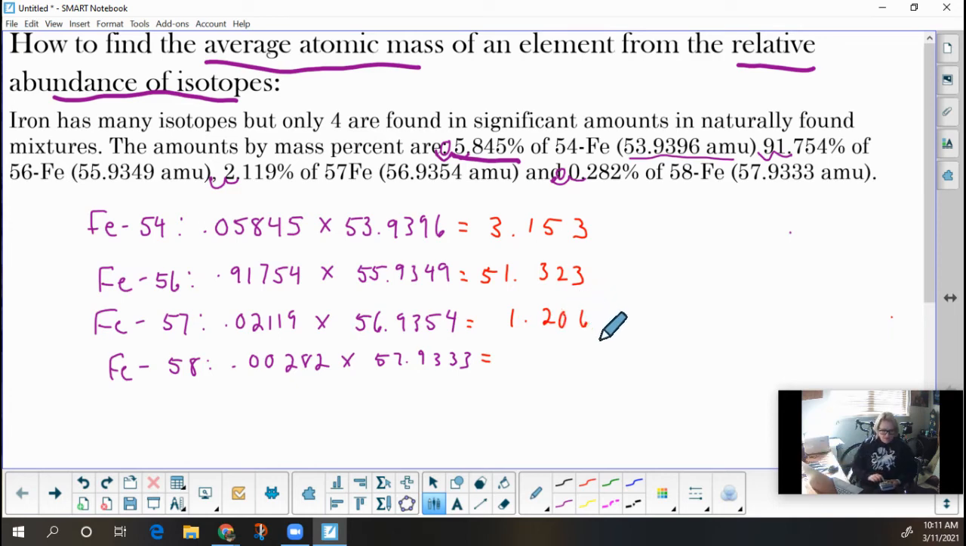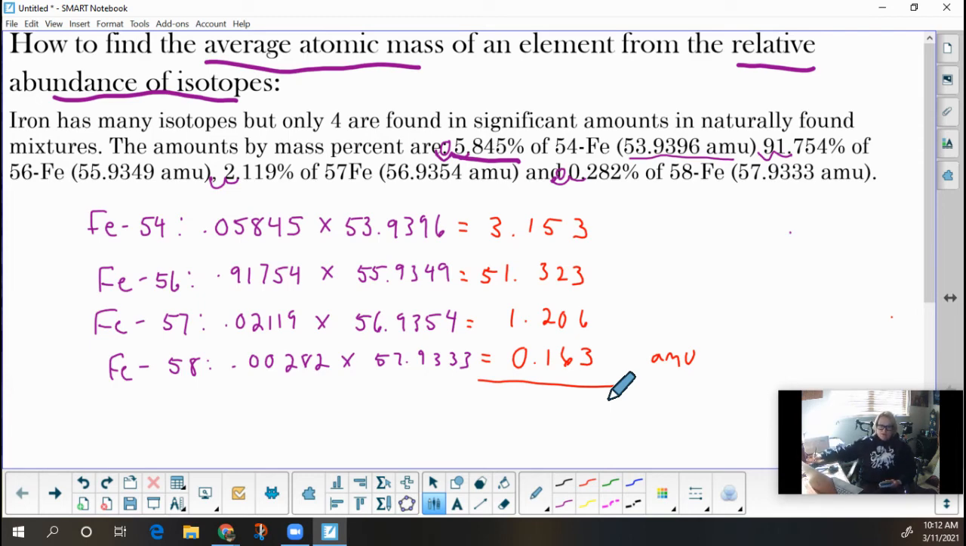And the least abundant, iron 58: 0.00282 times 57.9333 gives 0.163 AMUs. And yes, I keep on saying all of these units are atomic mass units. They're just a way to measure the really small mass of these particular isotopes.